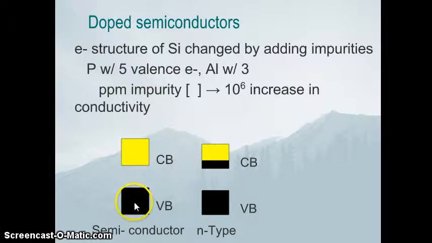Our valence band is completely filled, so if we have a couple of extra electrons, they're going to be up in this conduction band. And so we're going to have some electrons up here. This is known as an N-type semiconductor. And remember that conductivity is when we go from here to there.